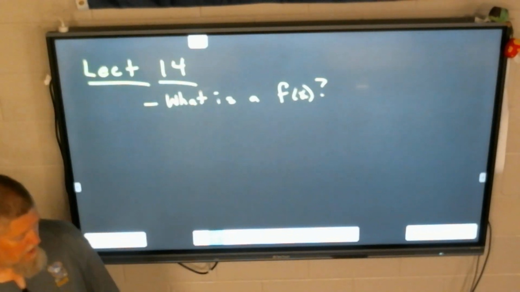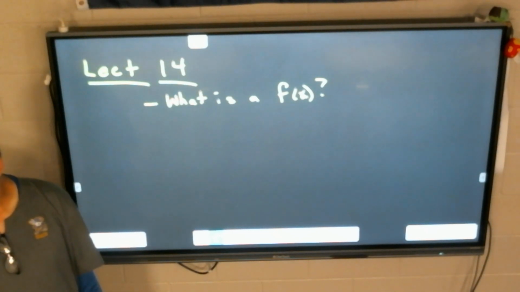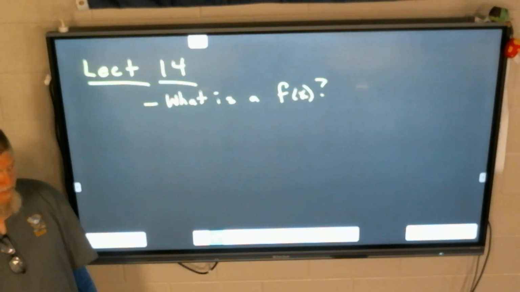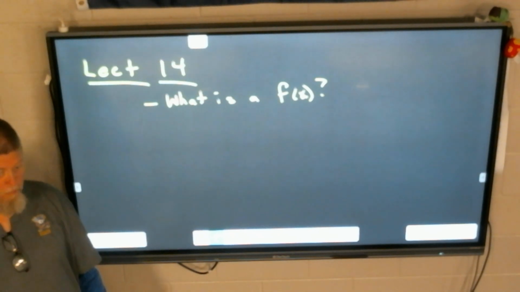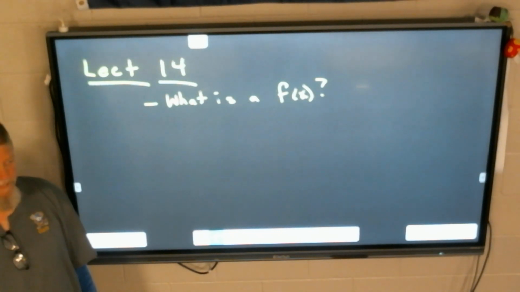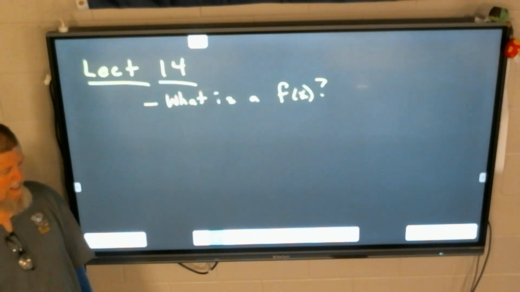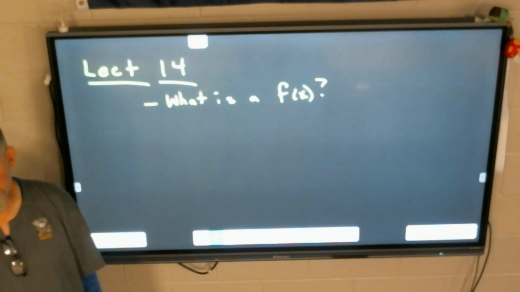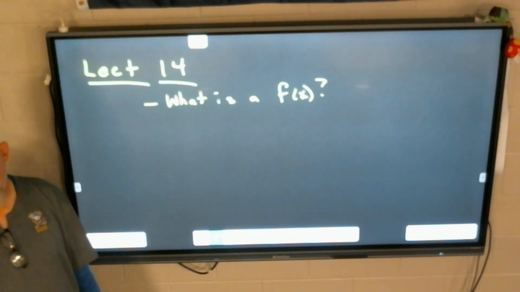Can anyone define it for me? Definition of a function. Take a guess. Wild guess. First day math class, take a guess. What is a function? What do you think? Yeah? An algebraic equation. It can be an equation, can also be an expression, but yeah, it definitely can be that. Definitely some sort of rule, right? Okay. Anybody else? A function?